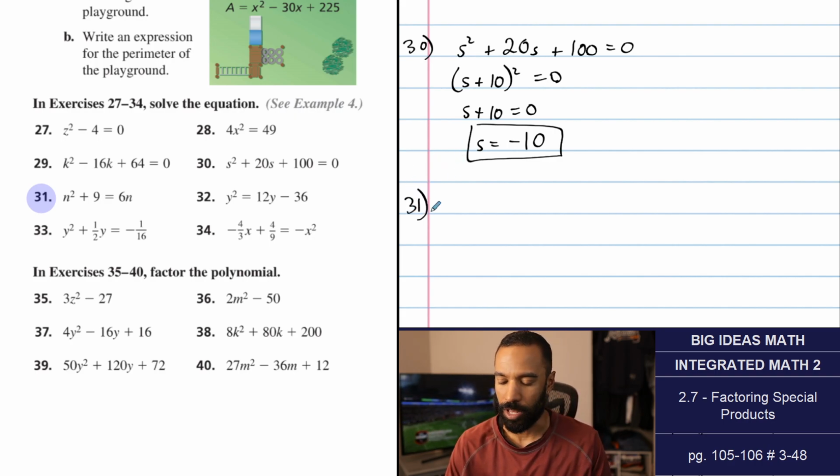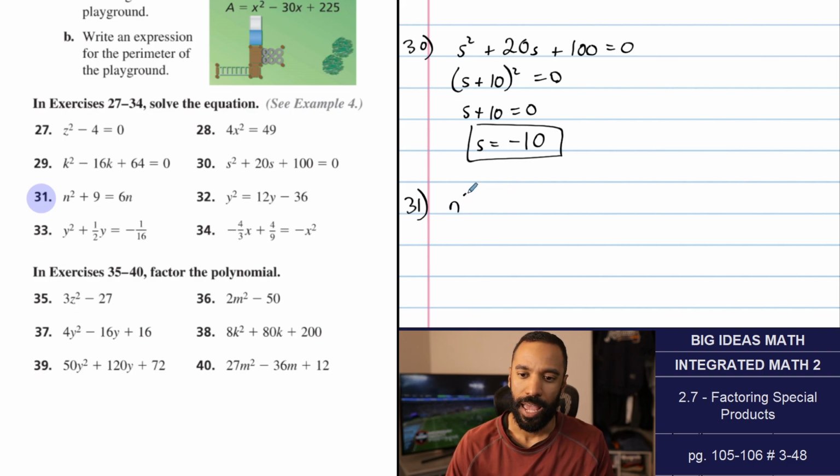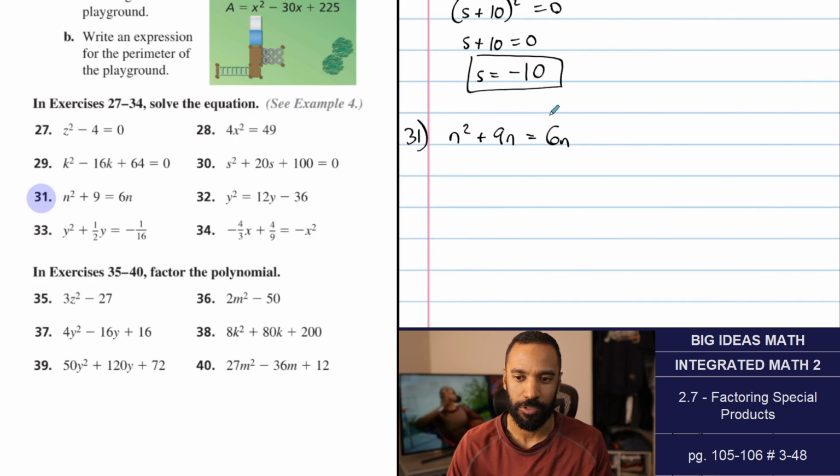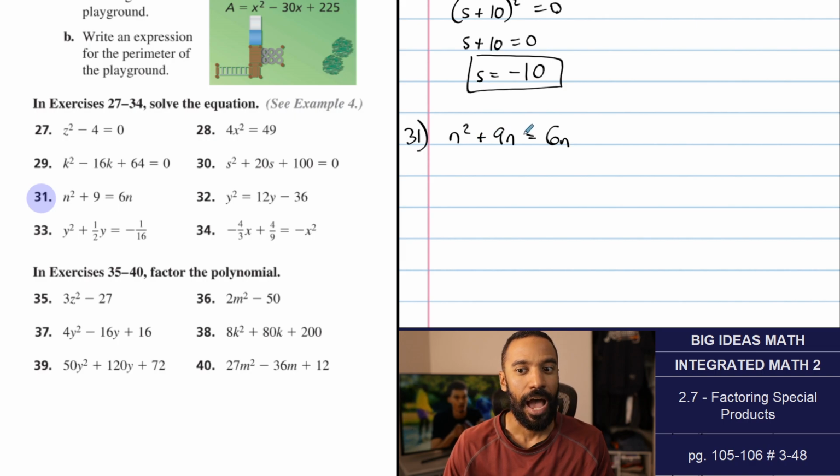All right, ooh, that feels a lot better actually. Number 31, n squared plus 9n equals 6n. Who knows, maybe my handwriting becomes better somehow too. I'm gonna try and write really neatly. I want to set this equal to, plus 9, not plus 9n. Let's see how clean we can go from here.